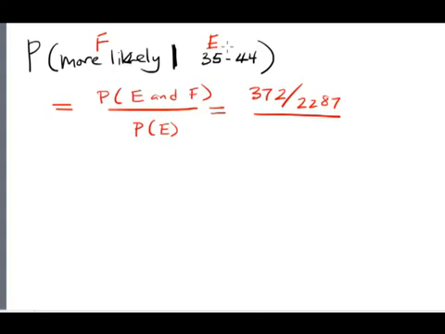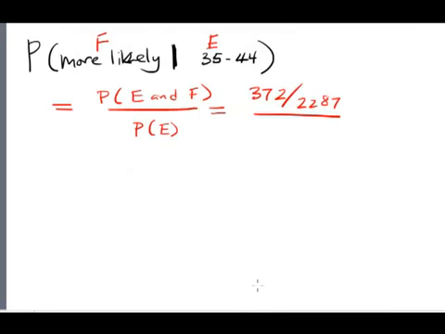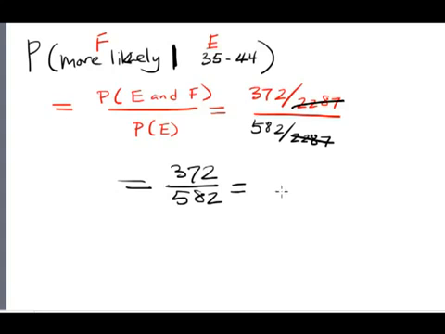In fact, let's go see. What's the probability that we have a 35 to 44-year-old? Well, do you see that right here? The probability that we have a 35 to 44-year-old, that's this column here, is 582 out of 2287. So 582 is going to be my denominator. And again, our same rule of flip and multiply is going to happen. Turns out that these guys are just going to go away, and I'm left with 372 over 582. If you work that on your calculator, you get an answer of 0.639.